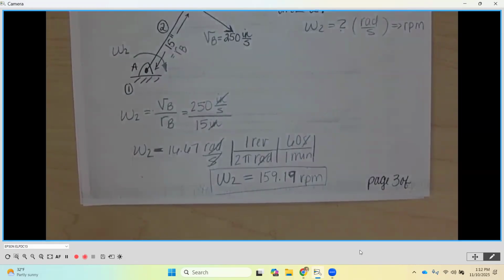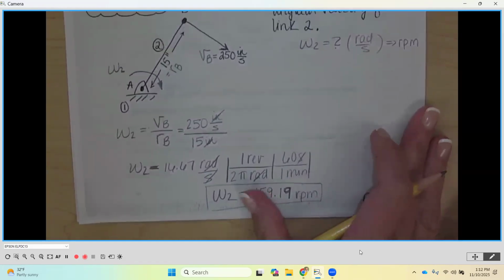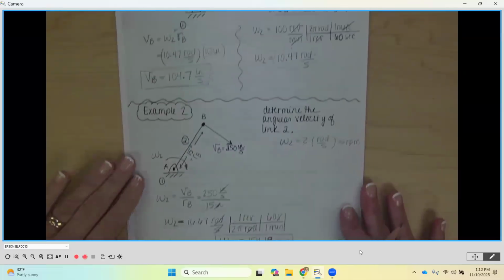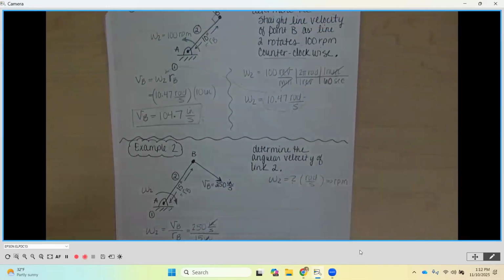A lot of students will say, well, what if I leave my answer in radians per second? Points off, I'm sorry, because I want you to understand that the accepted unit for specifying these things is RPMs, not radians per second. Yes, they're equivalent, but it's not what you would report out. Okay. Any questions on these two looks at the relationship between straight line and angular velocities?